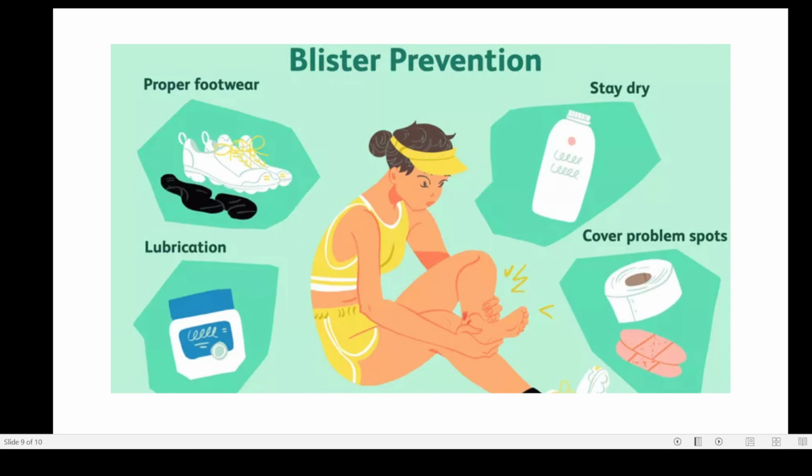And these are the things which you can do whenever there is a blister. You have to change your footwear, use proper footwear. You have to lubricate your feet so that there will be less friction, and whenever there is less friction, there will be less possibility of developing blisters. You have to keep your feet dry, and you have to cover the problem spots.